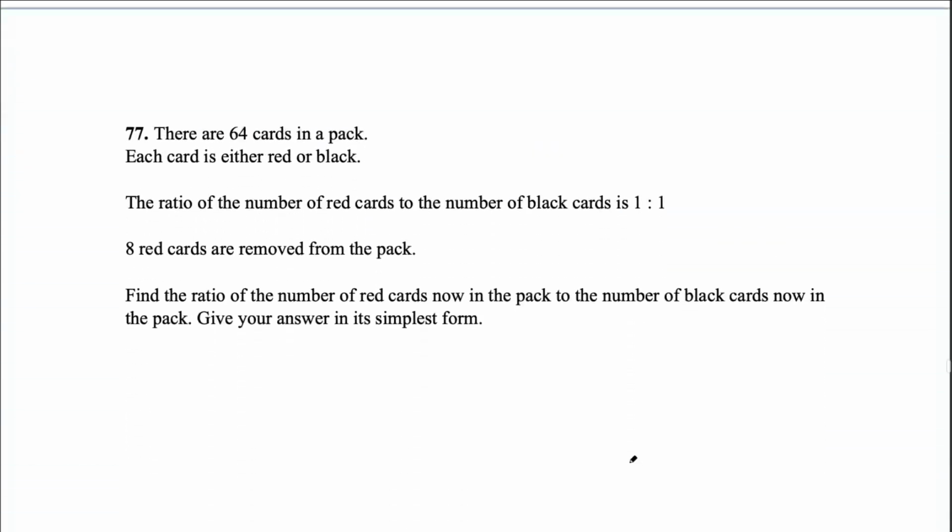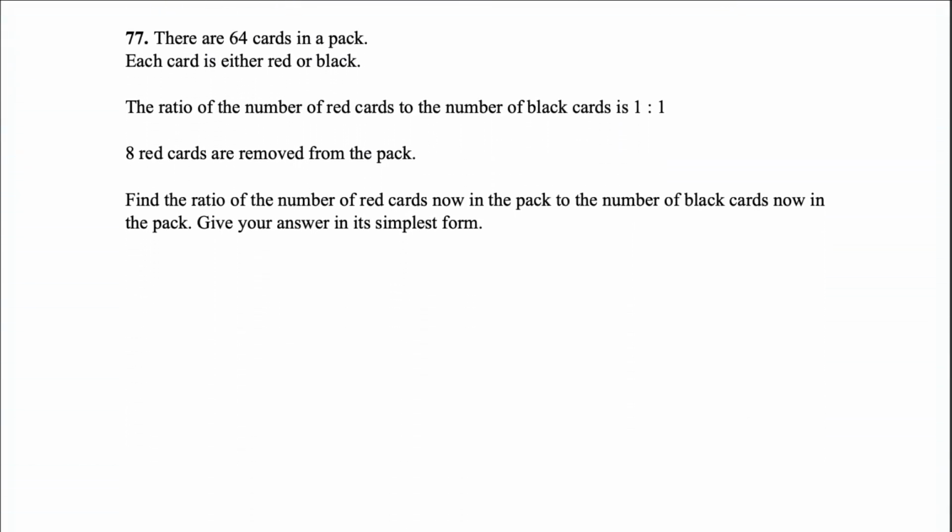On to question 77. Question 77 says there are 64 cards in a pack. Each card is either red or black. The ratio of the number of red cards to the number of black cards is 1 to 1. 8 red cards are removed from the pack. Find the ratio of the number of red cards now in the pack to the number of black cards now in the pack. Give your answer in its simplest form.